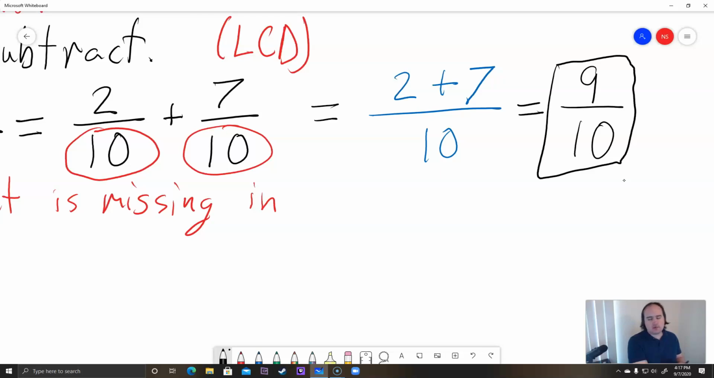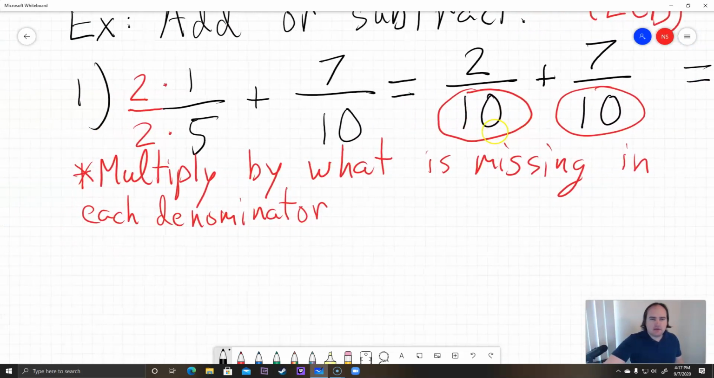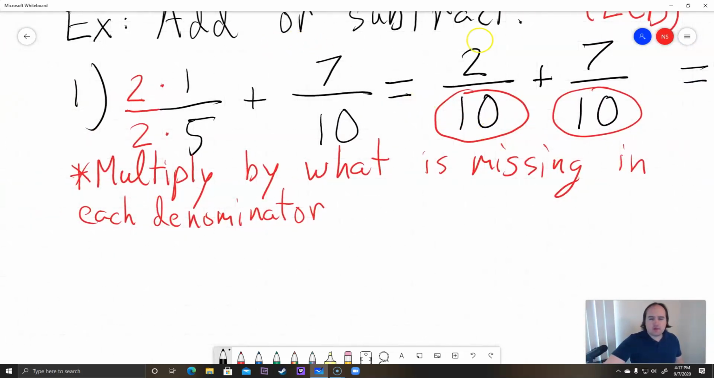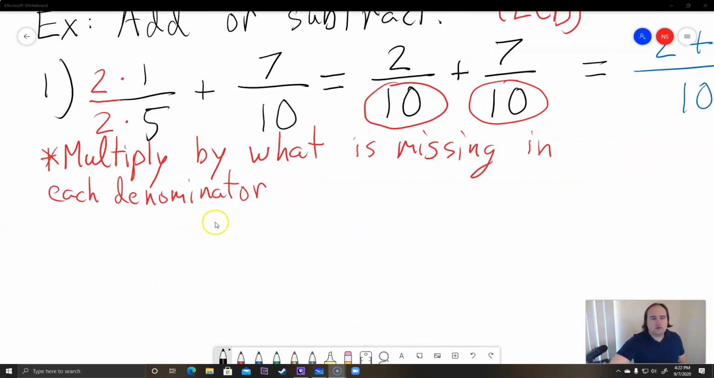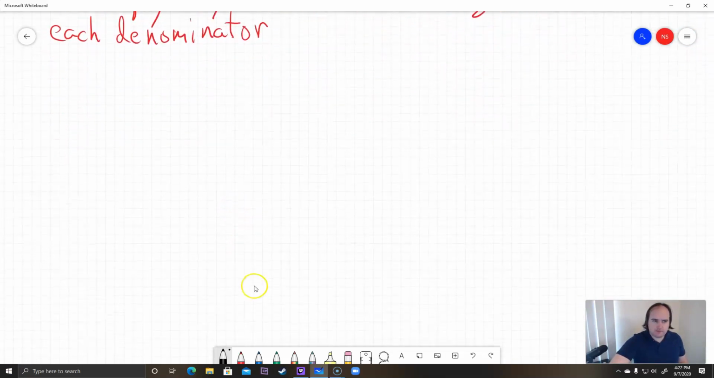So again, this whole process is harder for a lot of people because we ended up having to do an extra step. And the extra step, we multiply by what we are missing. Alright, cool. So we're going to be doing a lot of examples of this because these are kind of challenging for a lot of people. So hopefully you'll get the hang of it.